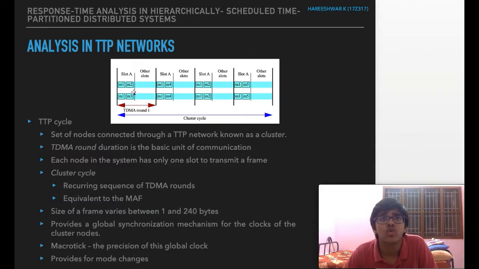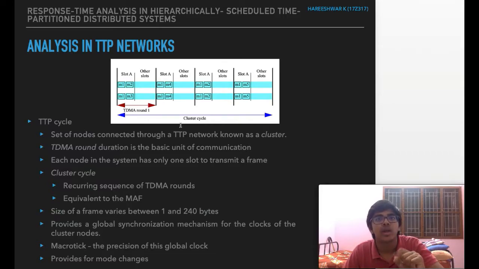There are a lot of messages, M1, M2, M3, M4, M5. All these messages are given to slot A, as you can see. This whole setup is called the TTP cycle. The set of nodes which are connected to a TTP network is known as the cluster. A single TDMA round is one basic unit of communication, so we have 4 units of communication happening in this one cluster cycle.